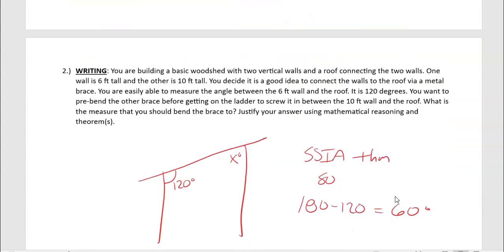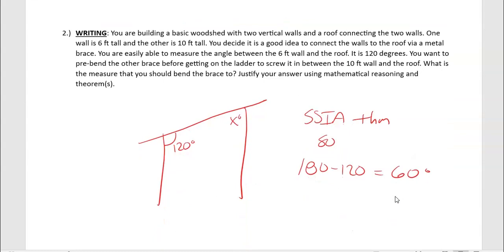Let's keep on cranking. So on this one, it says you are building a basic woodshed with 2 vertical walls and a roof connecting the 2 walls. One wall is 6 feet tall, the other one's 10 feet tall, just meaning one is taller than the other. You decide it is a good idea to connect the walls to the roof with a metal brace. You are easily able to measure the angle between the 6-foot wall and the roof. It's 120 degrees. You want to pre-bend the other brace before getting up on the ladder because you're going to be 10 feet up in the air. What should you bend it at?